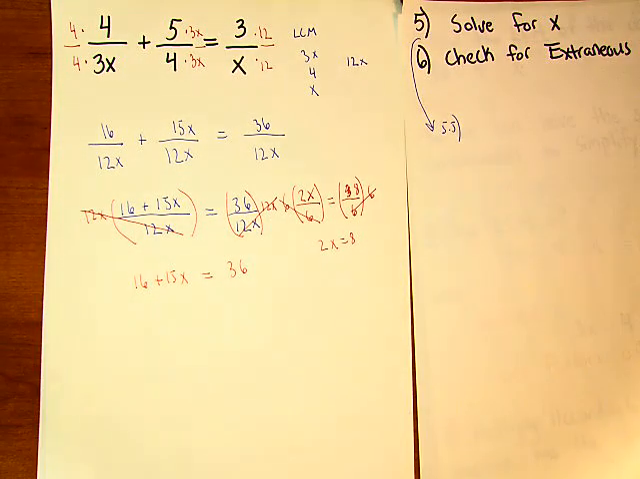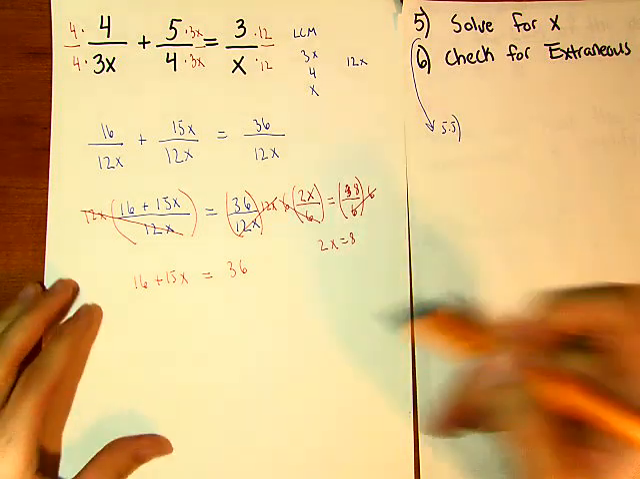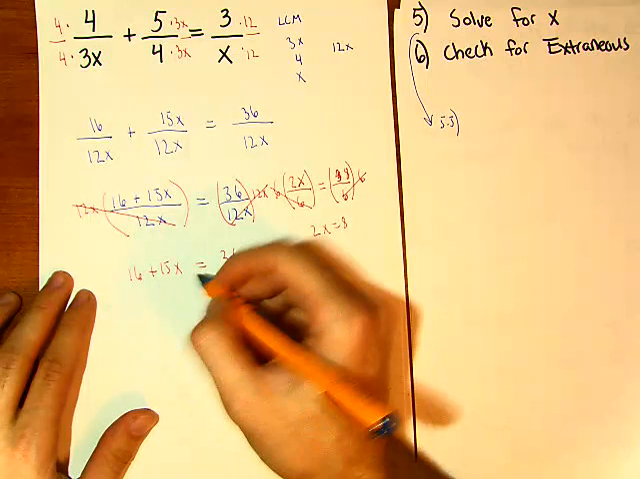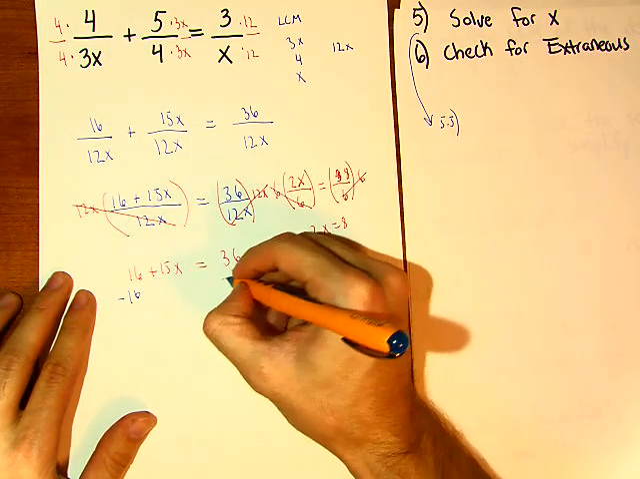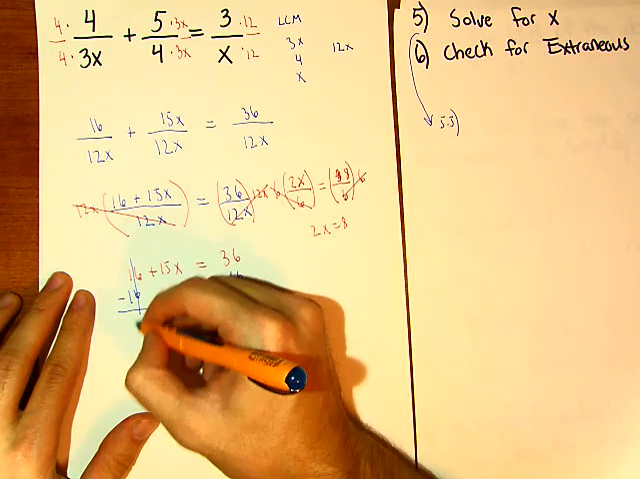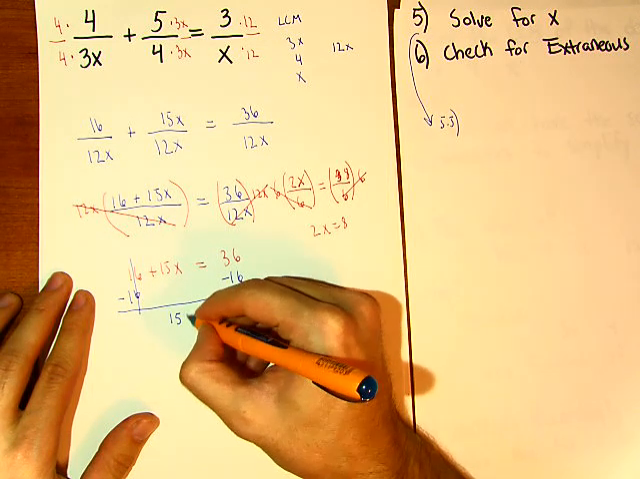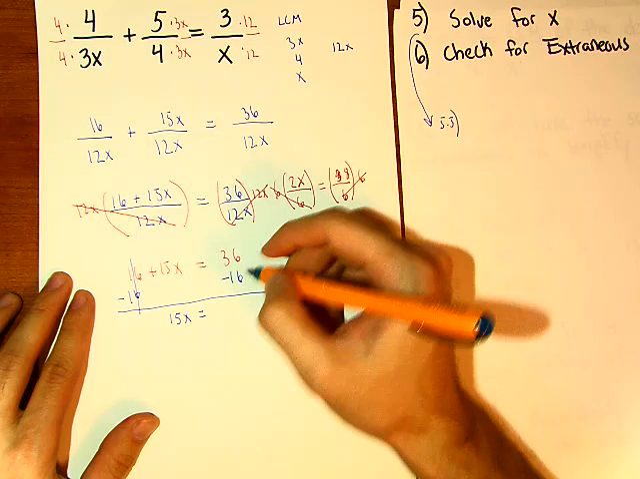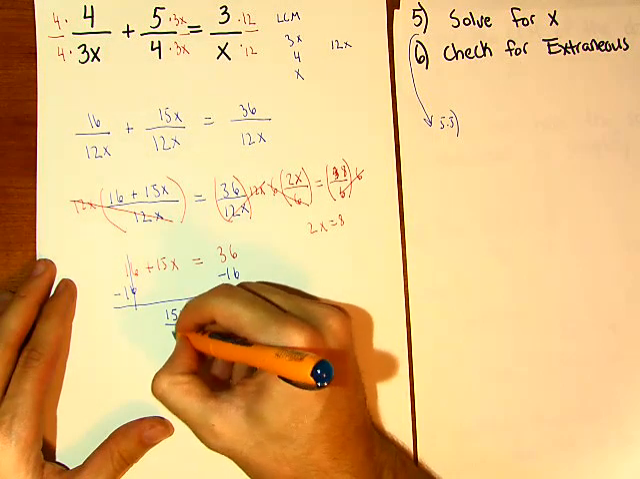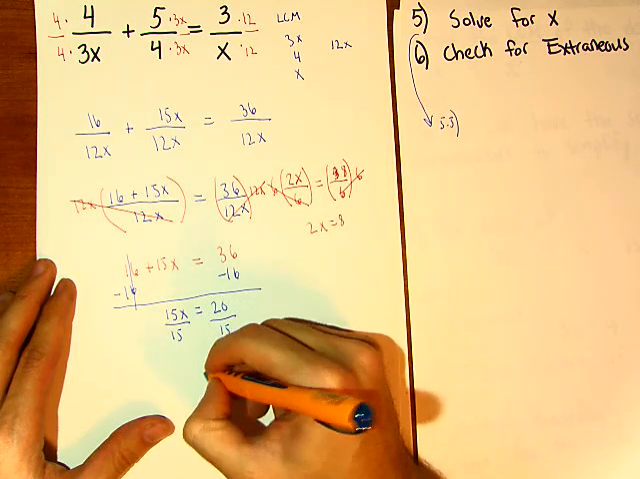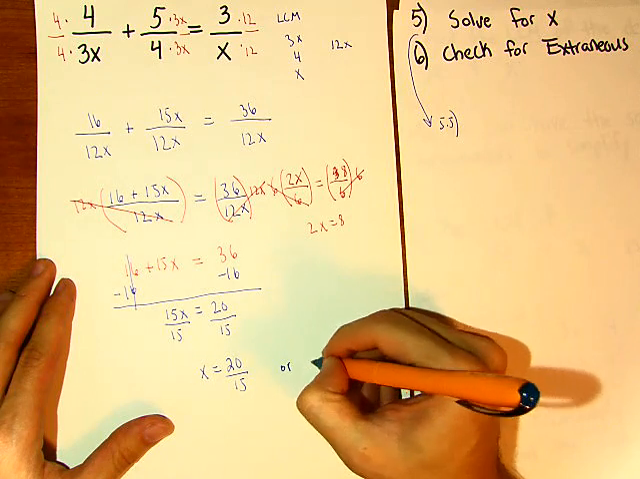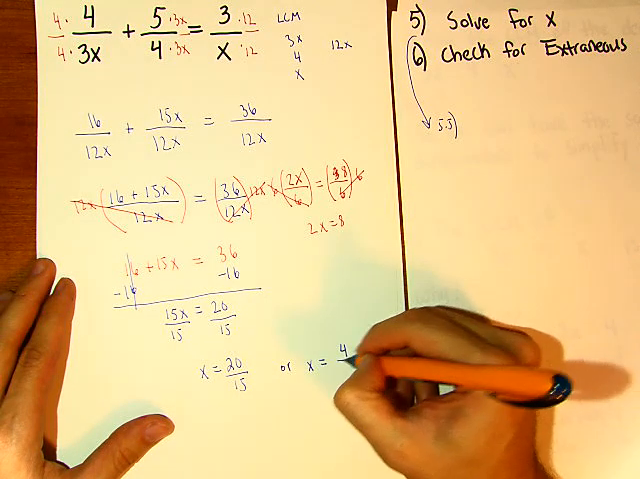And from here, once you have this, you should think to yourself, okay, I know what to do. I'm just going to solve for x. You just subtract 16 from both sides, right? So 16 minus 16 is 0. This is 15x, you bring that down, equals 36 minus 16 is 20, right? And now you just divide by 15, divide by 15. x is equal to 20 over 15, or x is equal to 4 over 3.